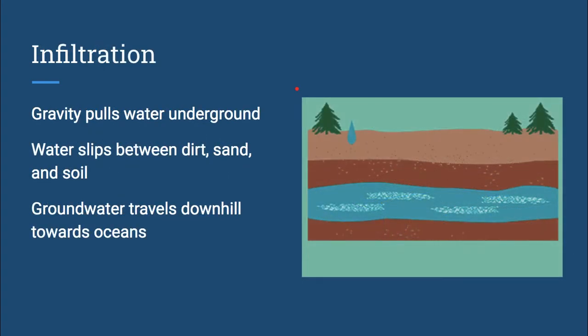Next, there's infiltration. Infiltration is when gravity pulls water underground. So sometimes it rains on the land and it runs off. Other times it rains on the land and the water slips in between the dirt and sand deep into the ground. Now you don't have like a swimming pool underground, but you do have water molecules in the soil. And because of gravity, those water molecules will still travel downhill underground towards an ocean.